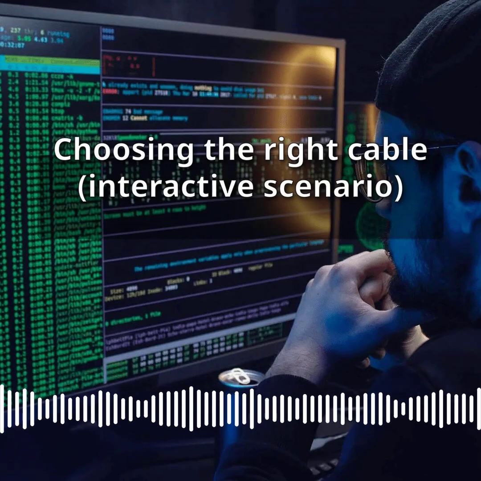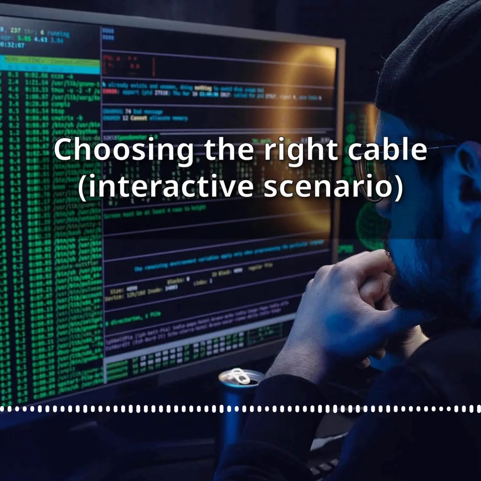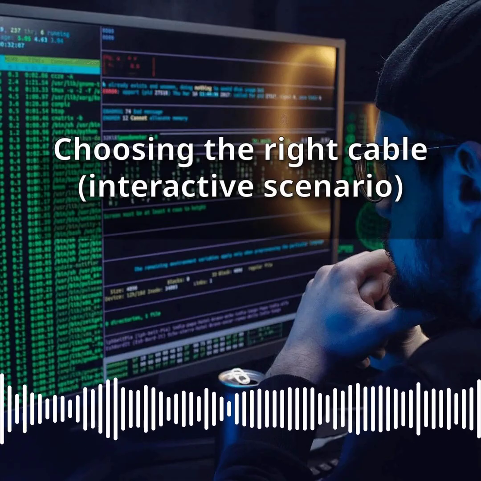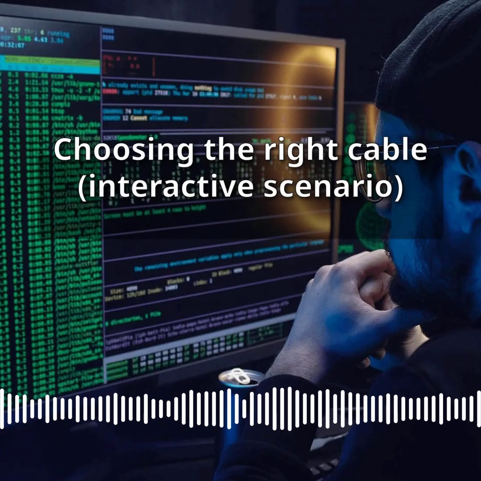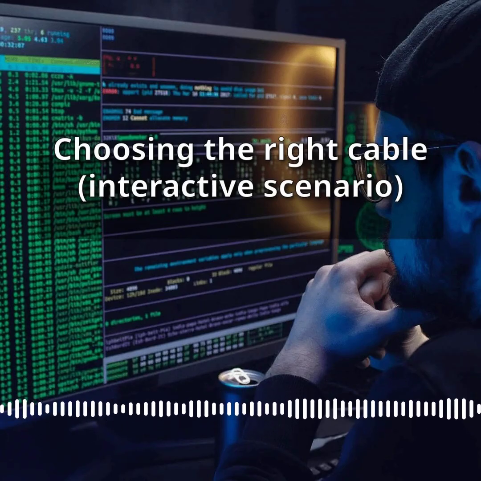Scenario 1. Office floor deployment. You need to connect 24 workstations to a central access switch in an open-plan office. The longest run is 45 meters. Budget is limited. Speeds of 1 gigabit per second per workstation are required.